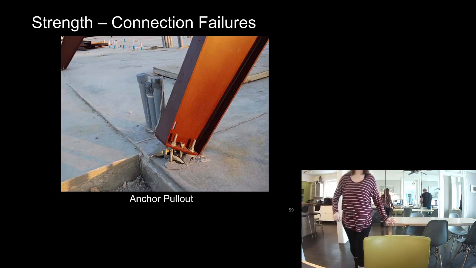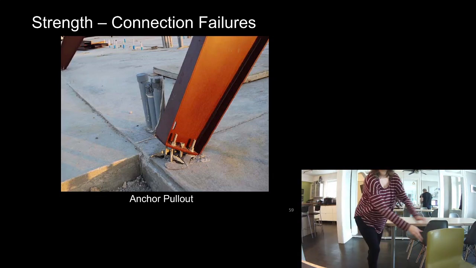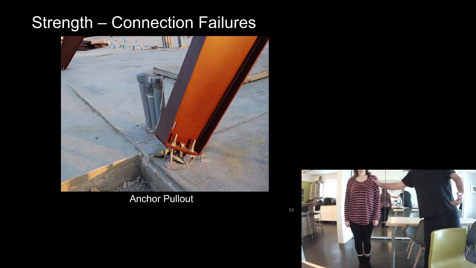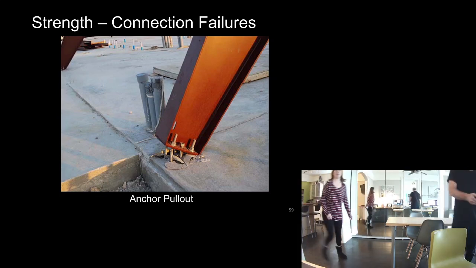Can you see me back here? If I move my chair. Hey, Dave, push me. Push me on my shoulder. Okay, wait, do it again.